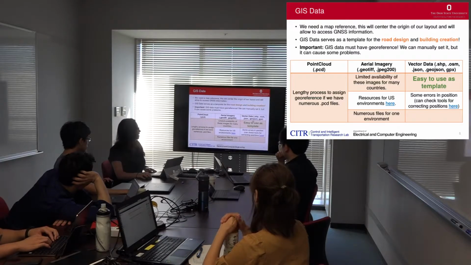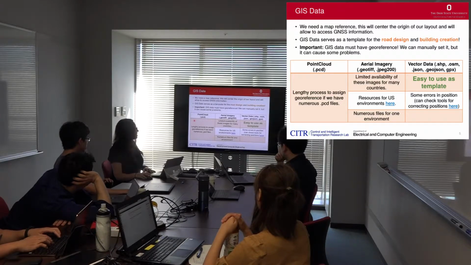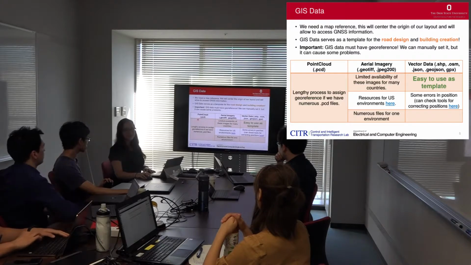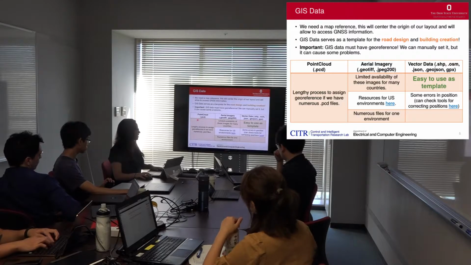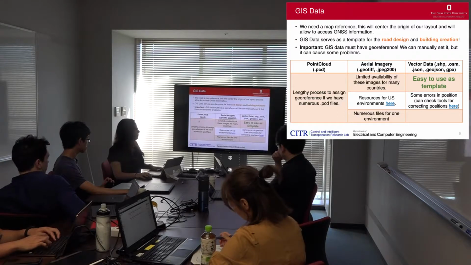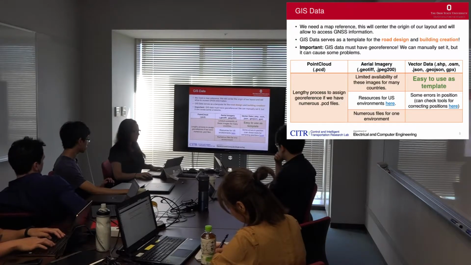So we have here three main types. I've used these three before. We have point cloud, and the point cloud is very accurate. The problem is that if we want to use this as a template, and it doesn't have a georeference and we have several files, then it's a very lengthy process just to accommodate the georeference so that it can be imported. So for now I haven't been using it. This would be ideal to use.